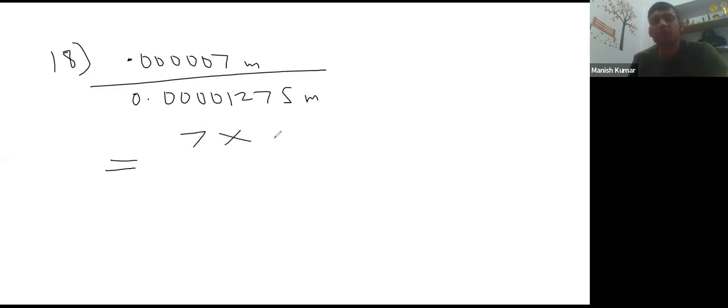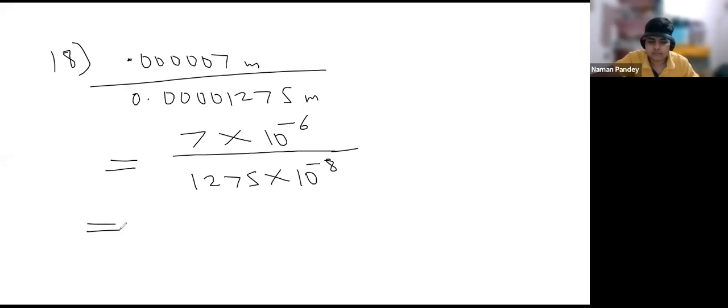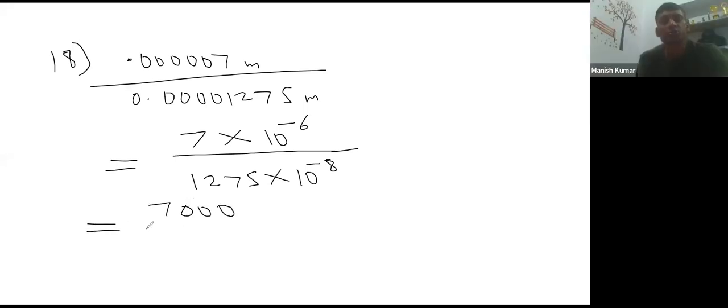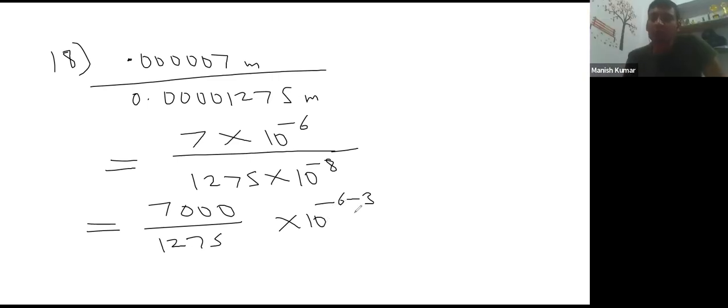Now here we can write 7 into 10 to the power minus 6. And here we can write 1275 into 10 to the power how much? 1, 2, 3, 4, 5, 6, 7, 8. Minus 8, isn't it? Equal to 7000 divided by 1275 into 10 to the power minus 3. Here we have multiplied because 3 zeros have been added, means here we will also have to divide by that. That means minus 3 we will have to write here. 7 into 1000 we have done, so we have added here into 10 to the power minus 3. And this minus 8 if brought in the numerator, it will be plus 8.